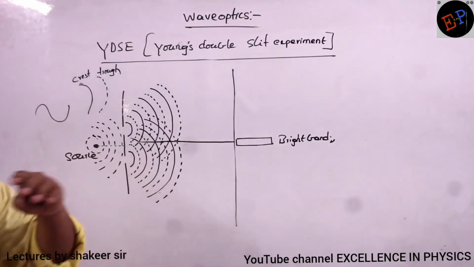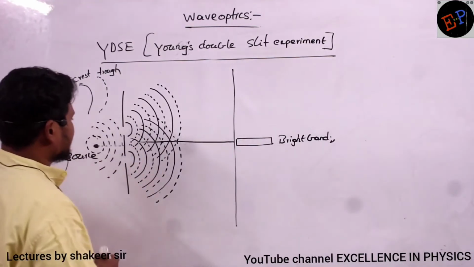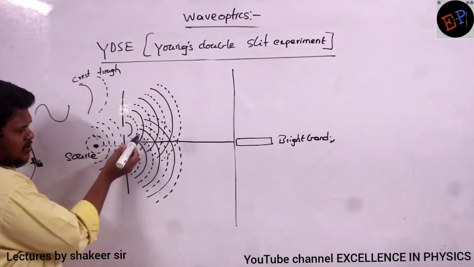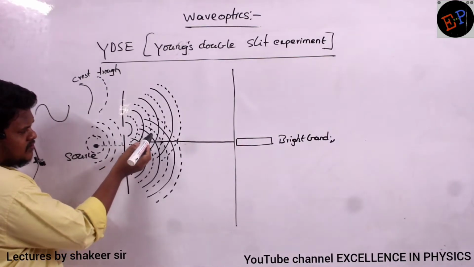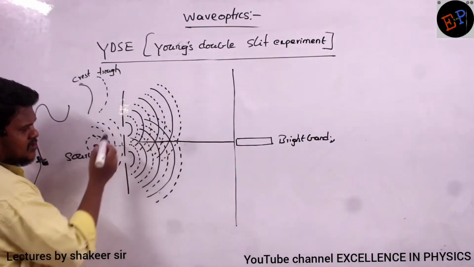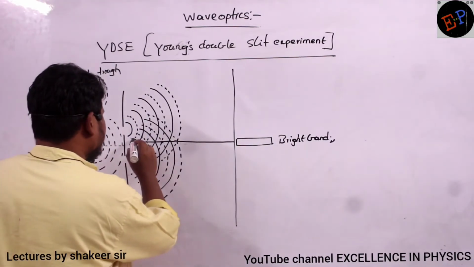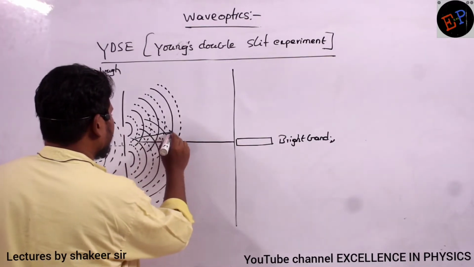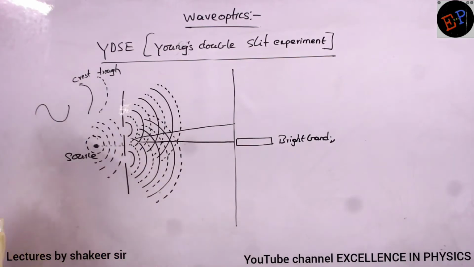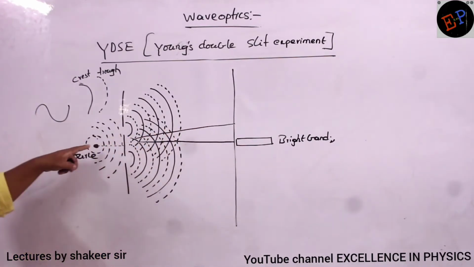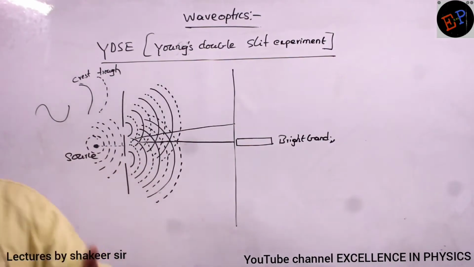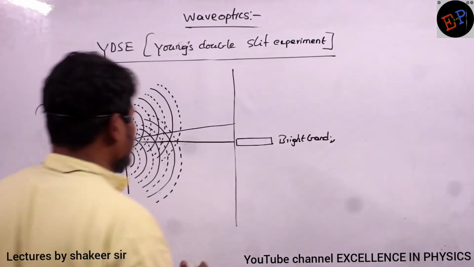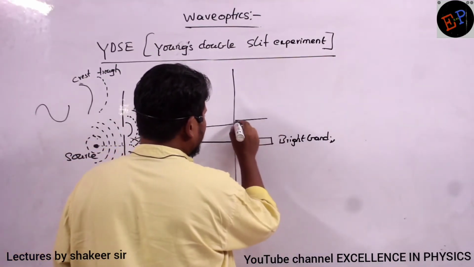Now see the next one. Here, crest and trough are superposing, no? Crest and trough, crest and trough, crest and trough, crest and trough. If you join all of them, the diagram may not be perfect, but still we will try. Like this. Clear? This is a point where continuously crest and trough are meeting at an angle of 180 degrees. Phase difference is how much? 180 degrees. So immediately here you will find a dark band.